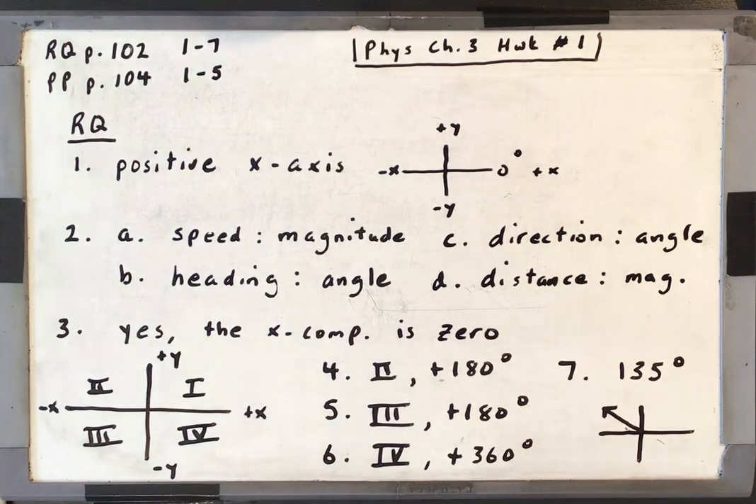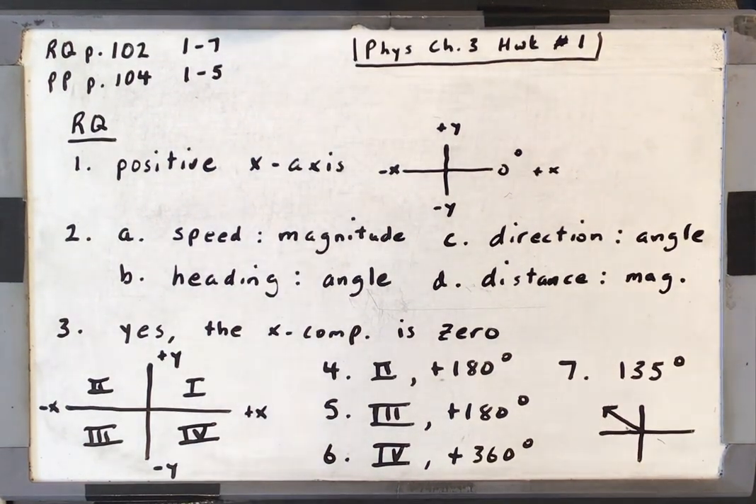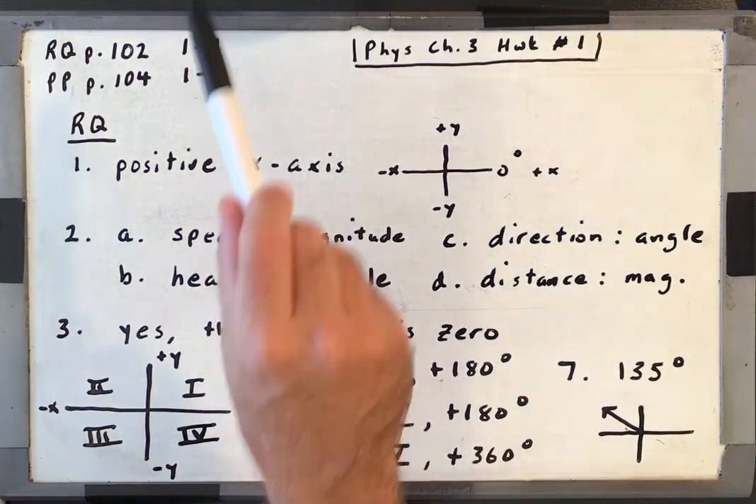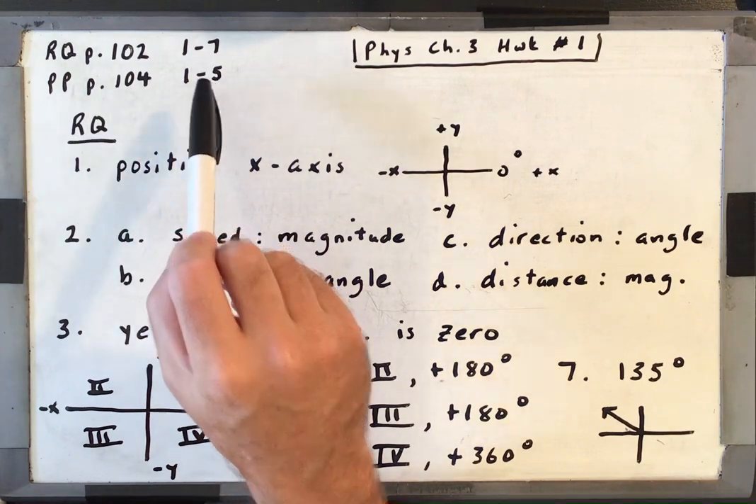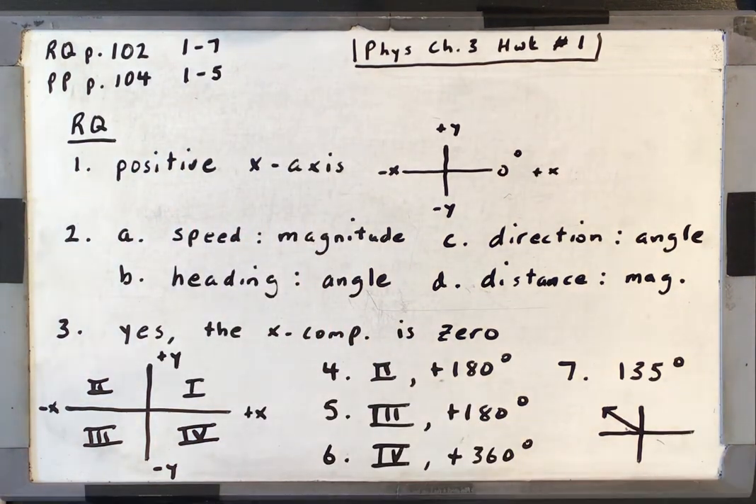Hello, this is the solutions video for Physics Chapter 3, homework number 1. We're going to cover review questions 1 through 7 on page 102 and practice problems 1 through 5. I went ahead and put the answers to the review questions on the board here.